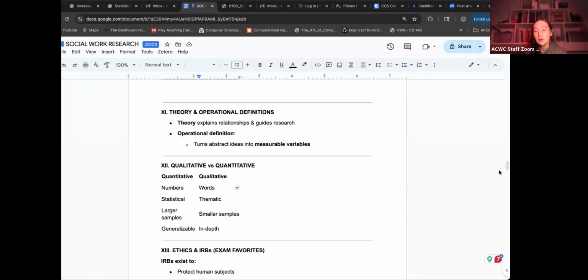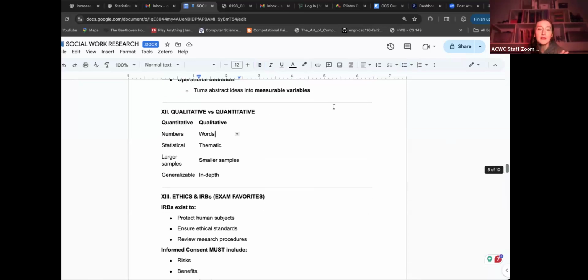All right, qualitative and quantitative. The way I think of this, quantitative, do you see how it's kind of like quantity, right? It's about a quantity. Qualitative is like quality. I think about it like a quality, right? In other words, it's not numbers, okay?